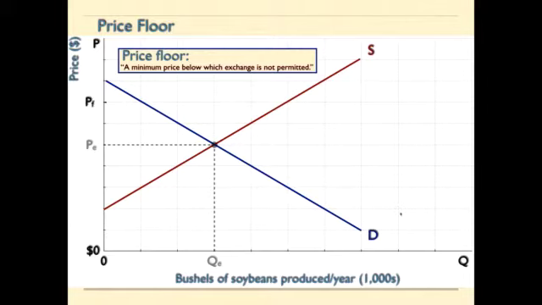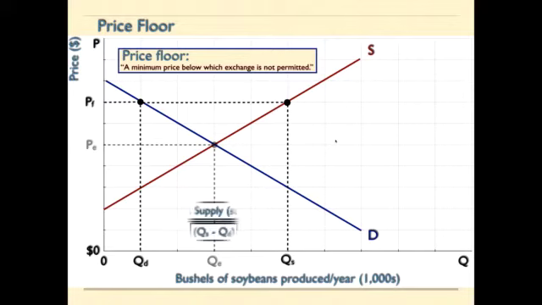So the price floor has to be above the equilibrium price, and we follow the same process we did for the other ones. We follow the price floor over to what we hit first, which is the demand curve, and that tells us the quantity demanded. And if we continue with that price over to the supply curve and down, that gives us the quantity supplied. And in doing this, the quantity supplied is greater than the quantity demanded because the price floor is above the equilibrium price. And this causes excess supply, or a surplus.